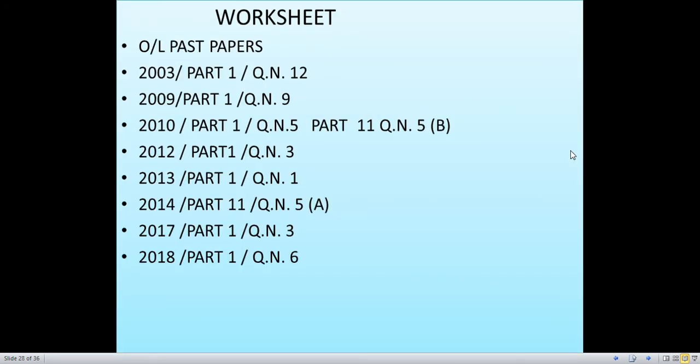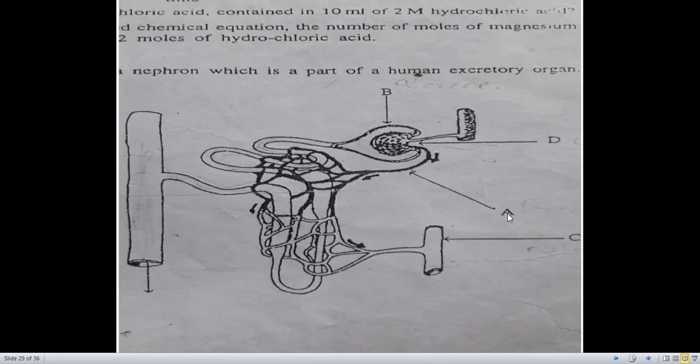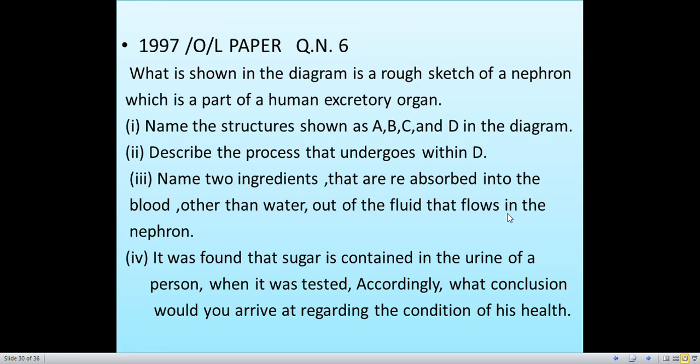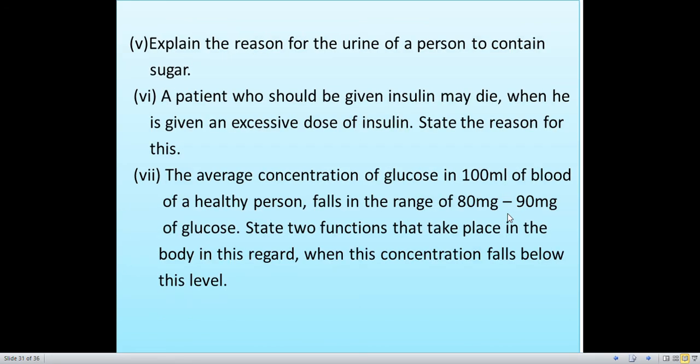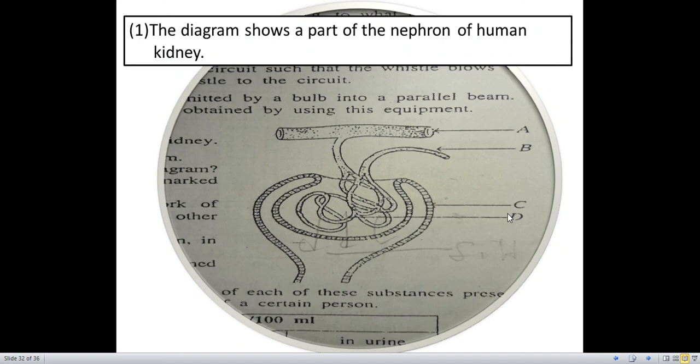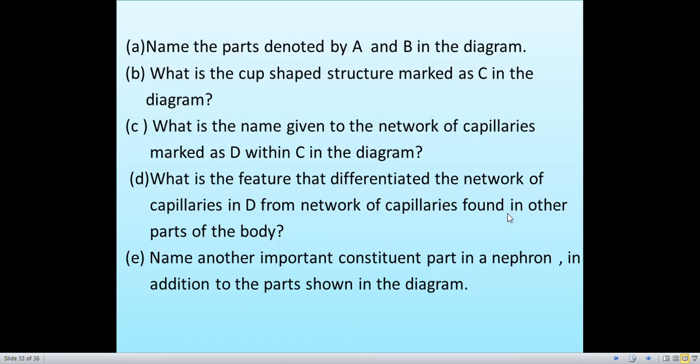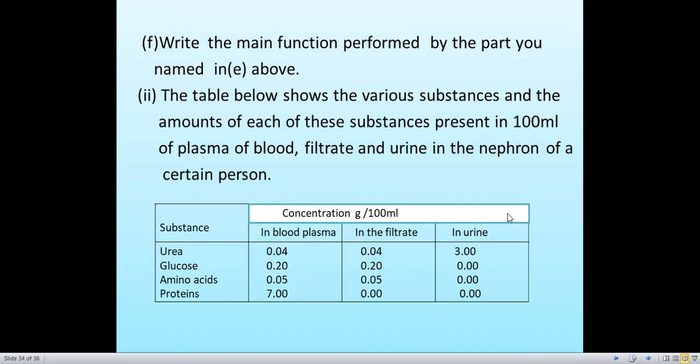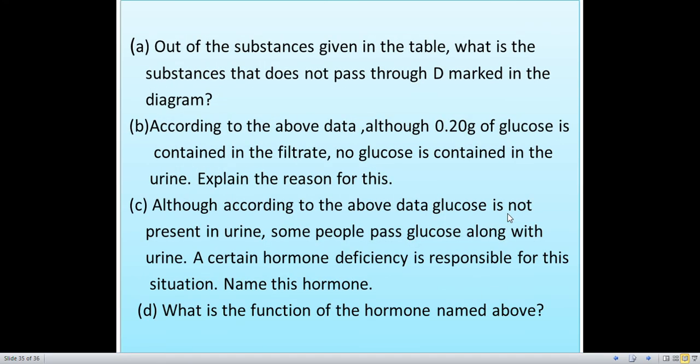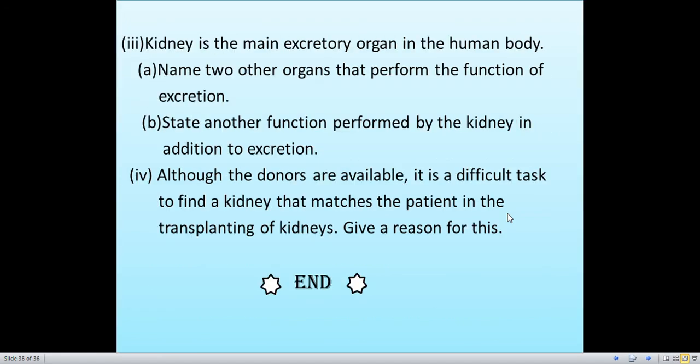That is the end of this part, and I have put here the worksheet. These questions are taken from O-level past papers. That is the end. Try to answer these questions.